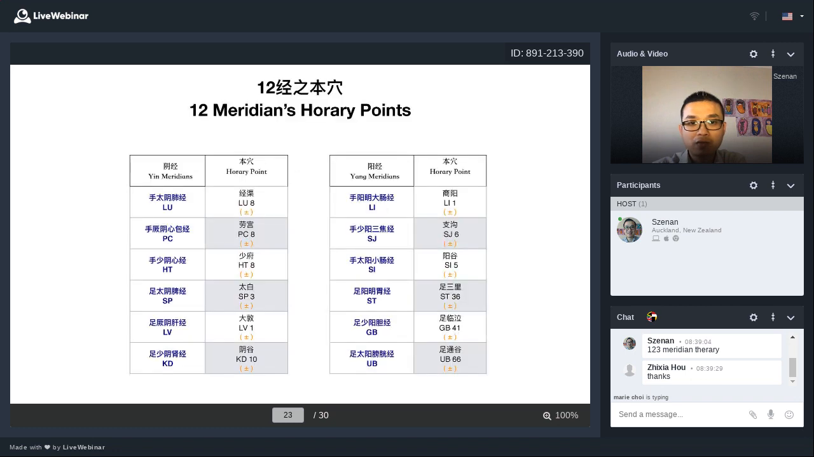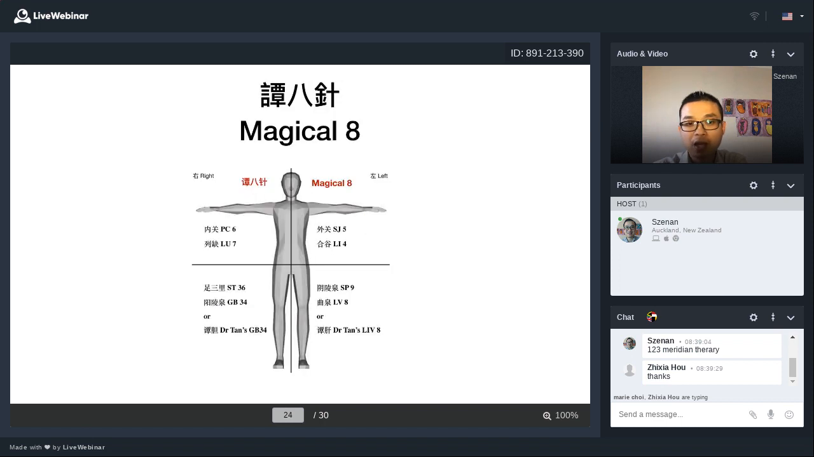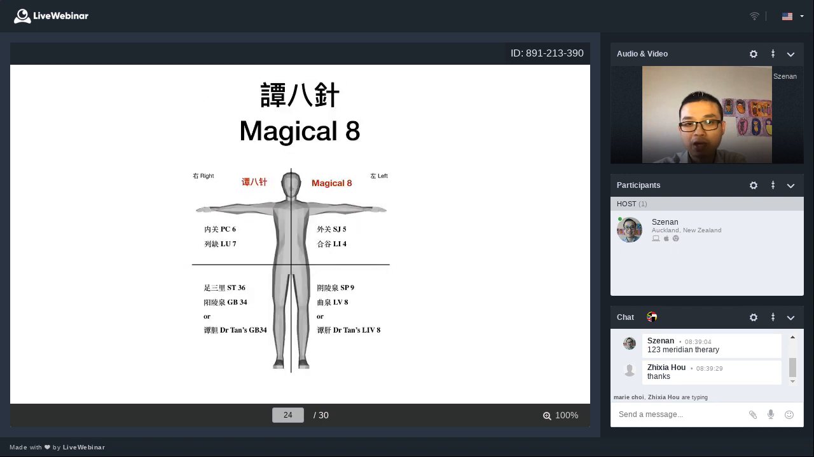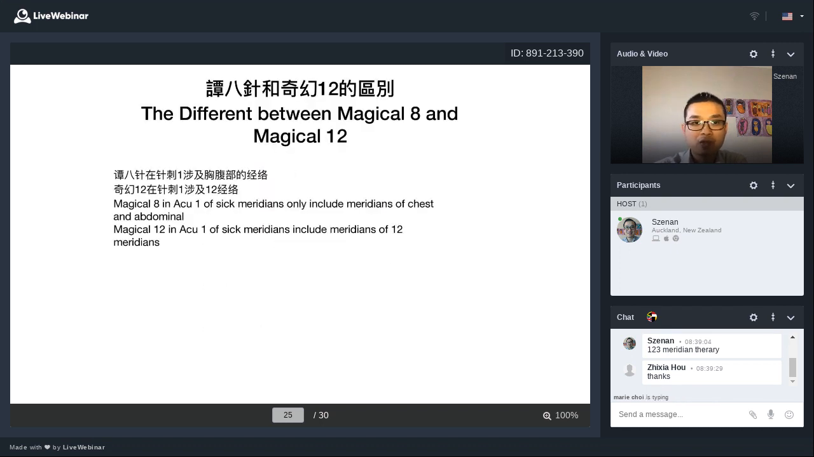Magical 12, you can just use this one. But if you know pulse, you can do it even better. If you don't know about pulse, you can choose this one. And how do you choose those two? Which one's better for your patient? Over here, Magical 8 in acupuncture 1.